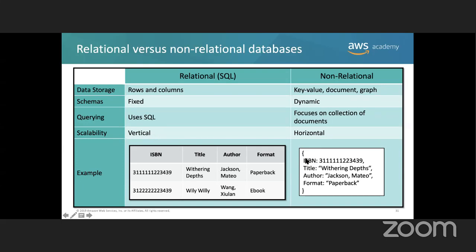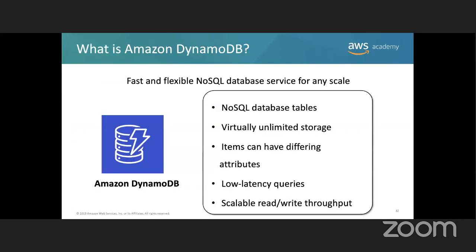And as you can see, it's a JSON document, right? That has key value pair rows here, as you can see. I'm gonna show you the table. Fast and flexible NoSQL database service for any scale.